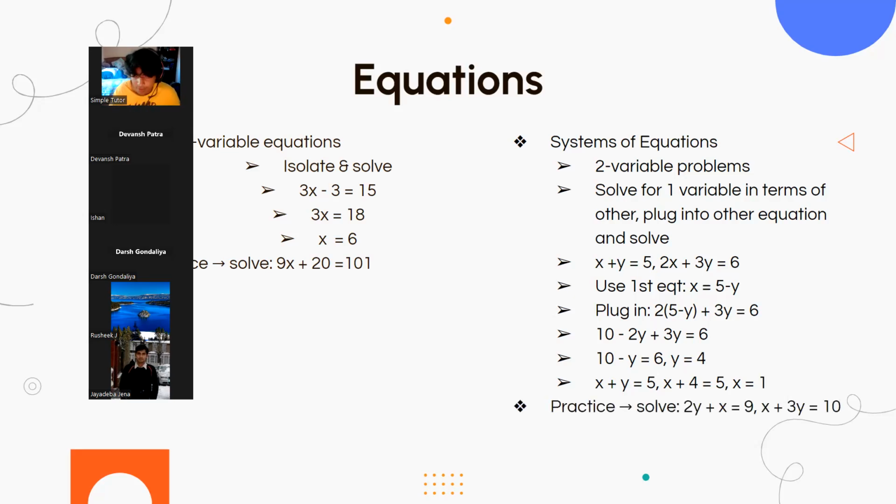So this is a quick practice for you. Take a couple minutes and one of you can raise your hand and tell me how you want to solve this. 2y plus x equals 9. x plus 3y equals 10. I want you to solve this with the same method, solving for one variable in terms of another. Don't use a different technique. So make sure you get that, and I'll call on one of you.